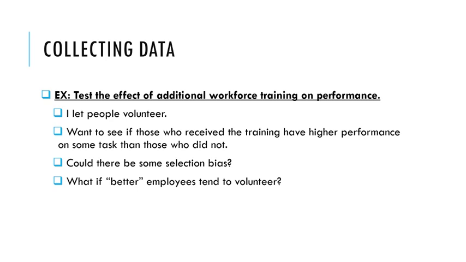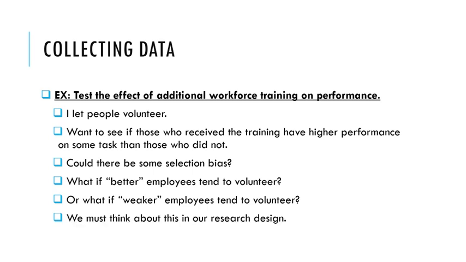I'm not going to be able to claim that what I'm learning from my sample reflects the population, making inferences inaccurate. And again, if all my employees that volunteer are my weaker employees, I'm going to have the same problem. So bottom line, again, I've given you a number of examples. We need to think about this in our research design. So as we collect data, which is a very important part of the research process, we need to be thinking about whether we've introduced selection bias.